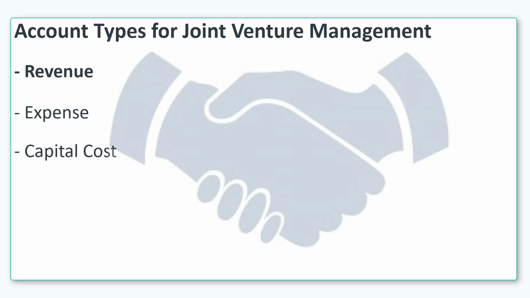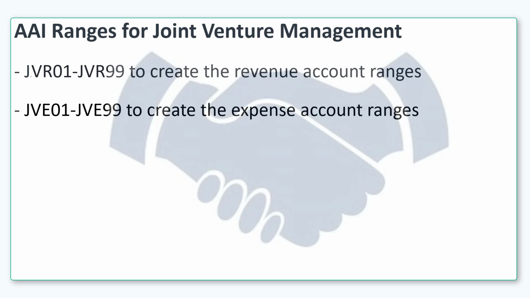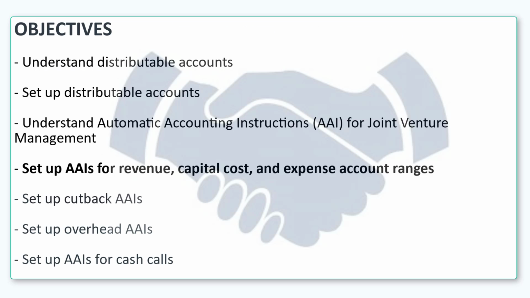If the account type is revenue, the system pays the partner for the transaction. If the account type is expense or capital cost, the system bills the partner. You use codes JVR01 to JVR99 to create the revenue account ranges, JVE01 to JVE99 to create the expense account ranges, and JVC01 to JVC99 to create the capital cost account ranges.